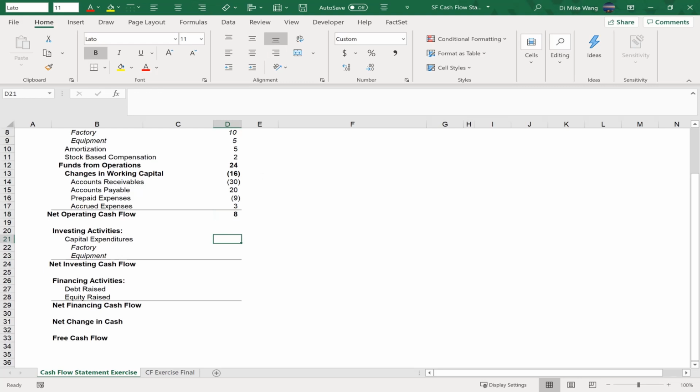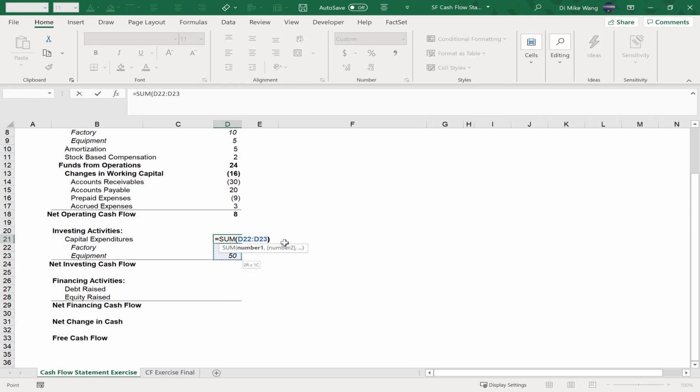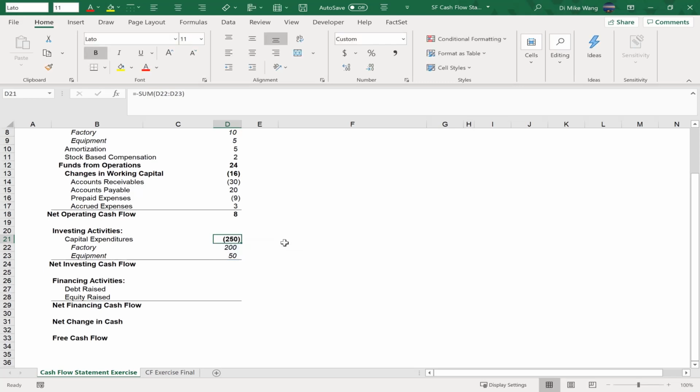Under investing activities, the only item we have for Libra at year one is capital expenditures. Specifically, we have a factory that we spent $200 to purchase and equipment which we spent $50 to purchase. That gets us to a sum of $250. And since we actually spent cash to acquire these assets, it would be a negative number as it's a cash outflow.